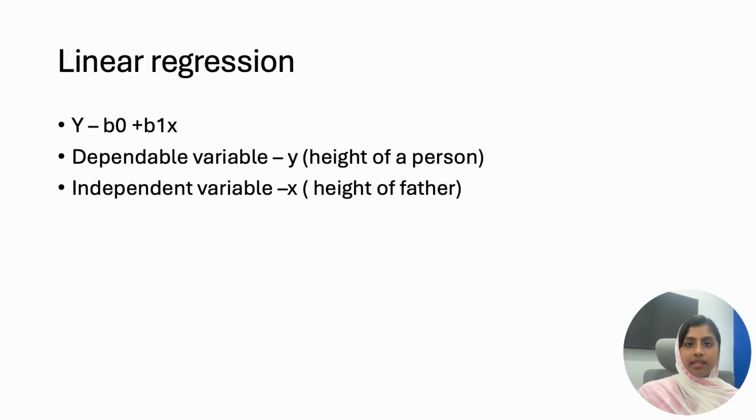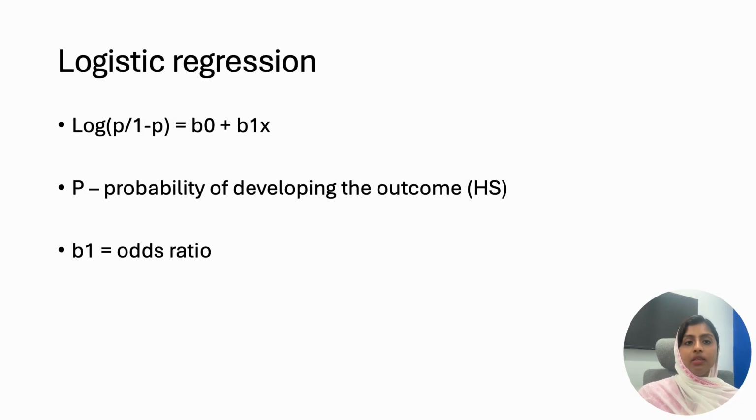And then you have the logistic regression. The difference between linear and logistic regression is that the outcome in a logistic regression would be binary, for example, presence or absence of hypertension or presence or absence of lung cancer. And in this case, beta 1 would be the odds ratio. You have a formula where you derive all this, which is not very important. What you need to know is that in a logistic regression, beta 1 would be the odds ratio.